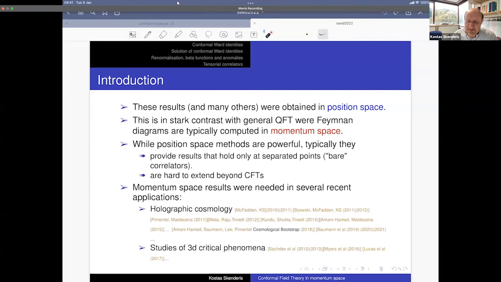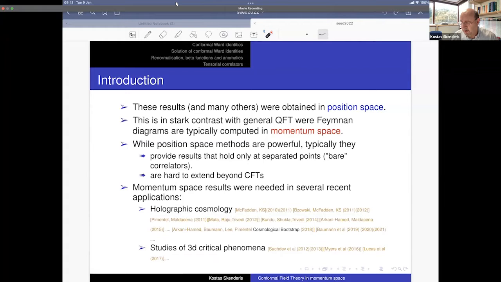Now, momentum space results are also needed in several recent applications. And actually, that's how I got into this topic. About 10, 15 years ago, I started working on a holographic framework for cosmology. In that framework, I needed to know the results of conformal correlators in momentum space. We quickly found that these were not available. So after a few years, we ended up developing the methodology I will describe ourselves. They're also used, for instance, in studies of three-dimensional critical phenomena and much other work. So this is a topic which is emerging. More and more applications are coming.